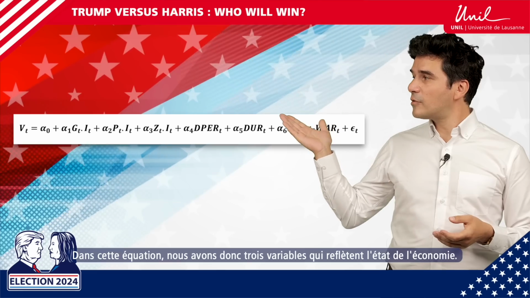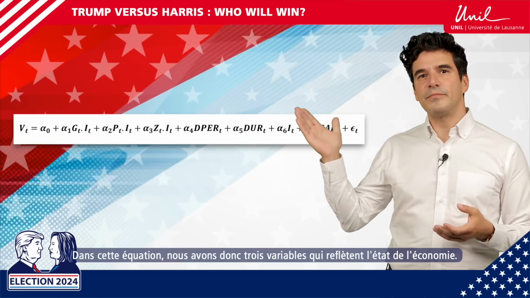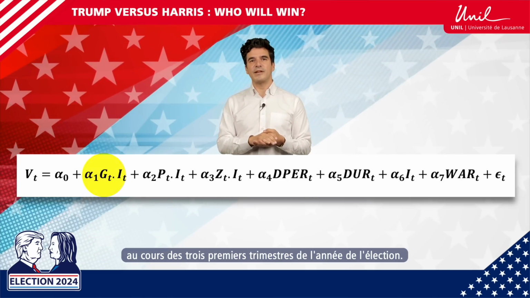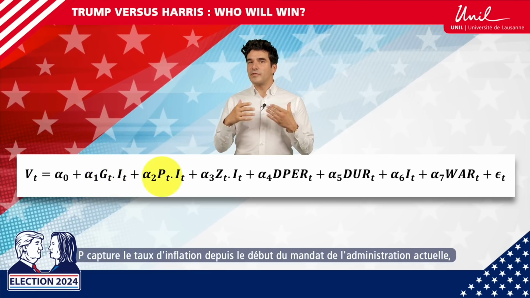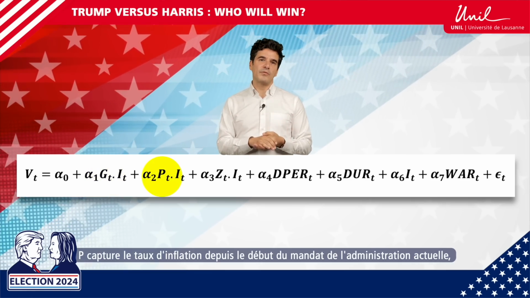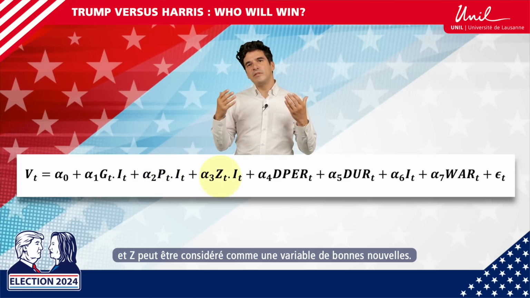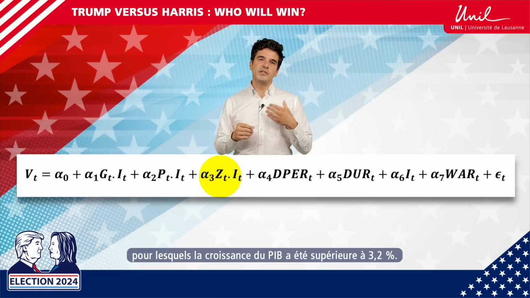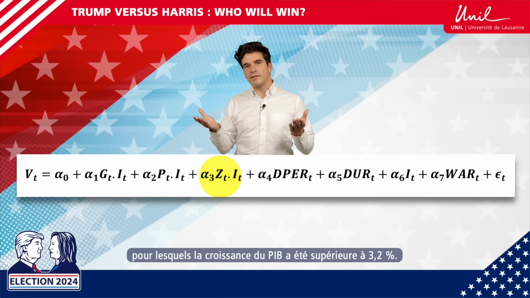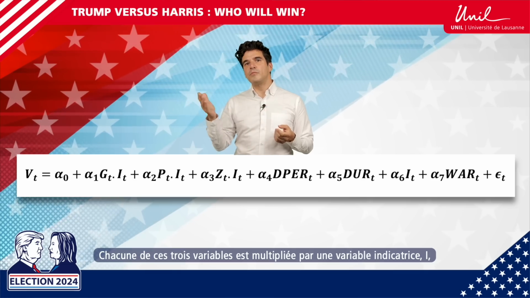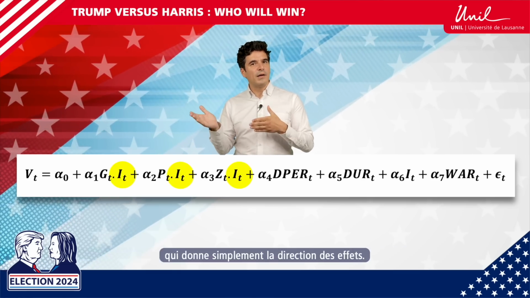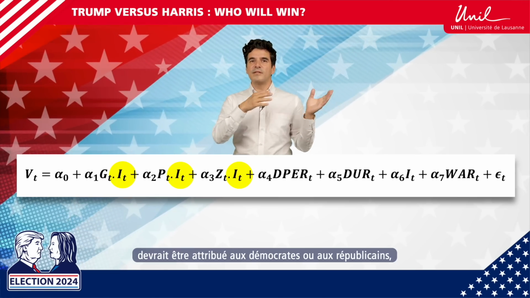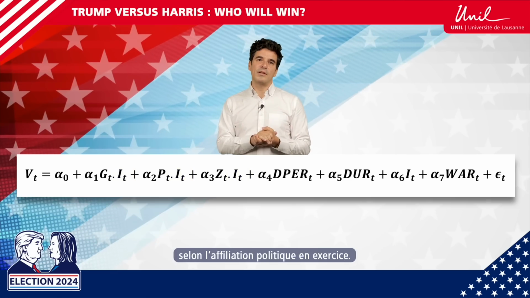So in this equation here, we have three variables capturing the state of the economy. G is a short horizon variable capturing GDP growth in the three first quarters of the election year. P captures the inflation rate since the beginning of the term of the current administration, and Z can be thought of as a good news variable. It counts the number of quarters for which the GDP growth was greater than 3.2%. Each of these three variables is multiplied by an indicator variable, I, which simply gives the direction of the effect, whether the state of the economy can be attributed to Democrats or to Republicans, depending on who the incumbent president is.